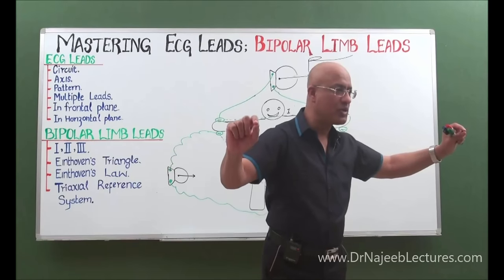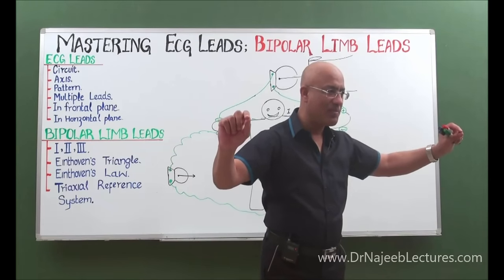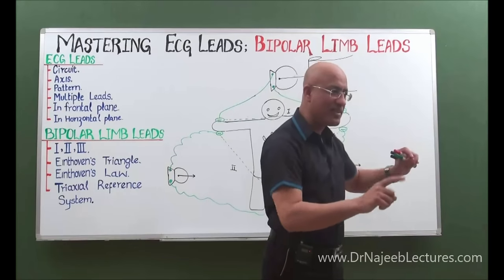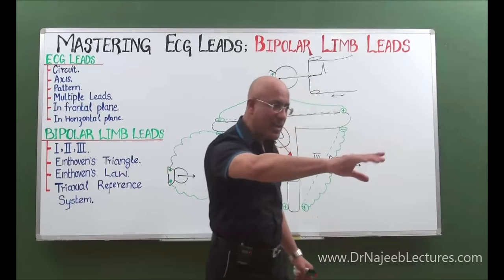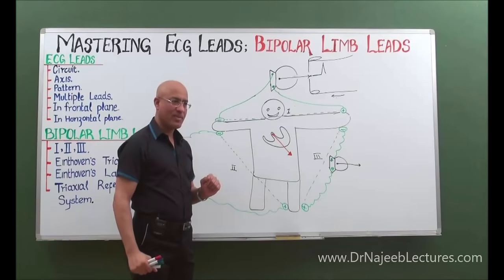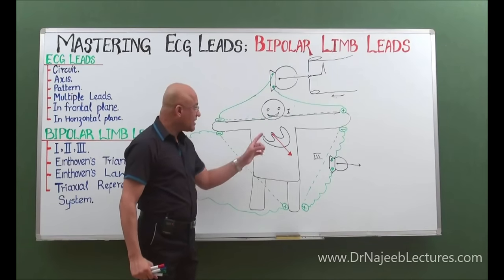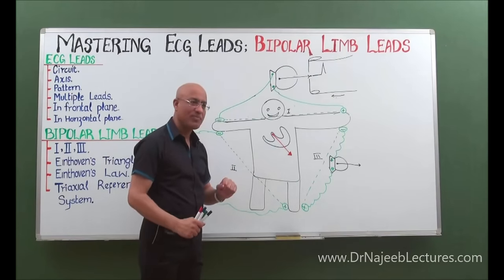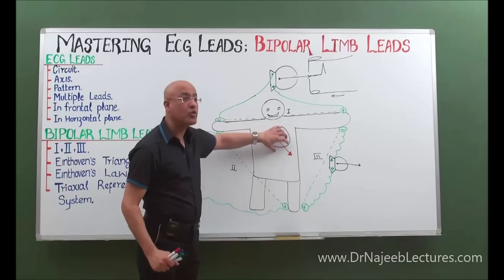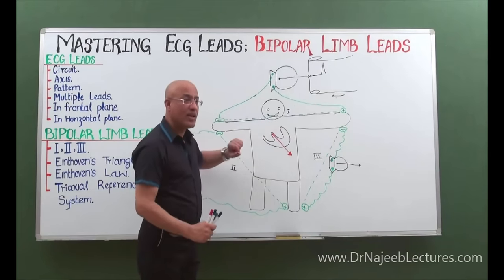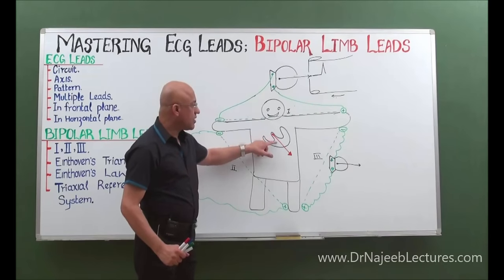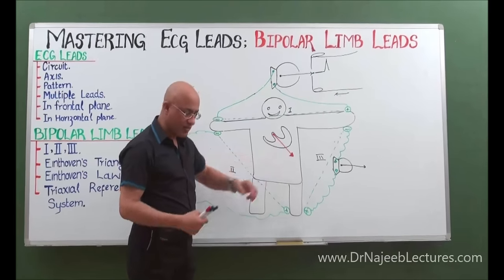If we change the position of the exploring electrode, we change the line of the visual axis. Are you understanding? Yes. Clear? Yes. Now, this movement of the vector has its own axis. Vector has its own axis. Axis means that this vector is the major ventricular depolarization, right?